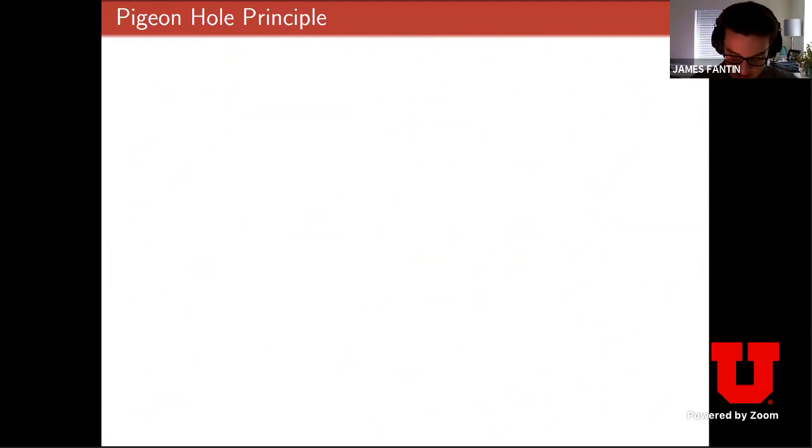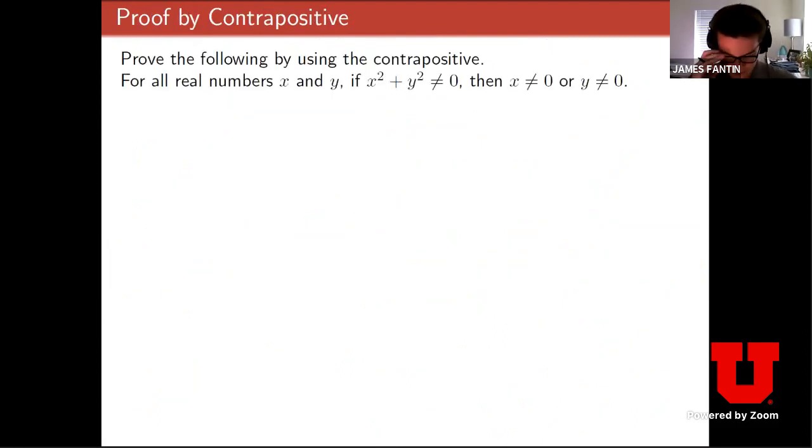So let's go to this next problem. We've got this contrapositive proof. We want to prove the following by contrapositive: for all real numbers x and y, if x squared plus y squared is not equal to 0, then either x is not equal to 0 or y is not equal to 0. So does somebody want to give me the contrapositive of this statement?